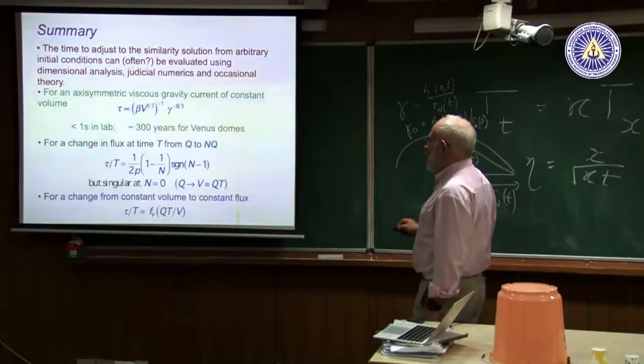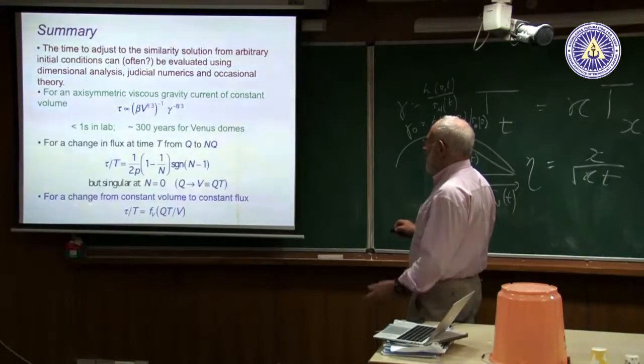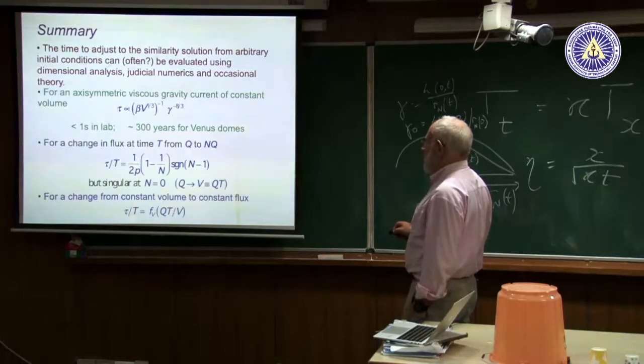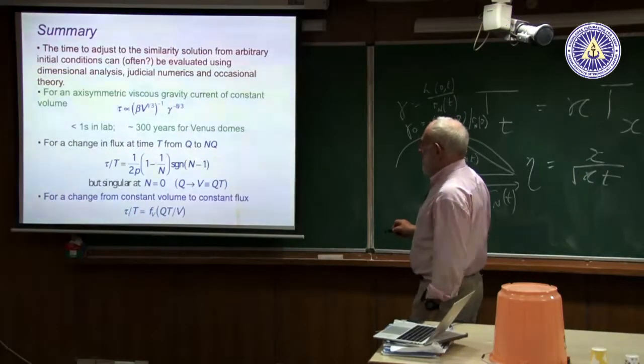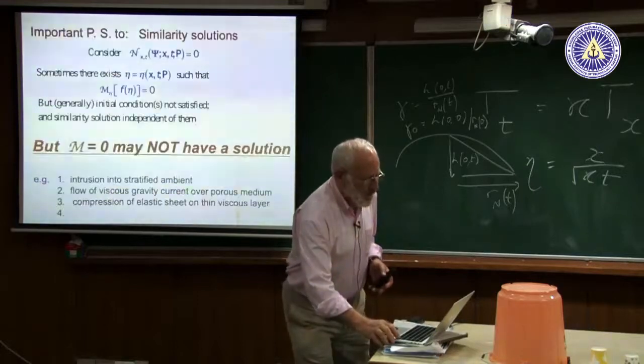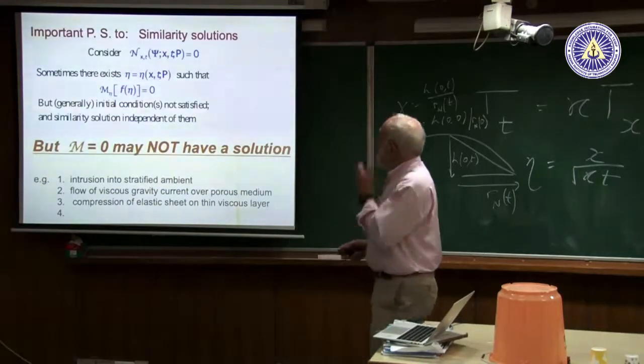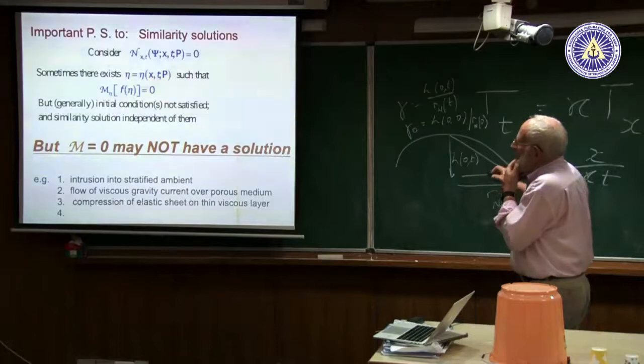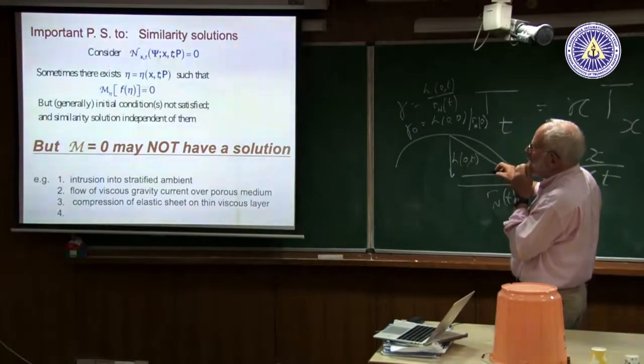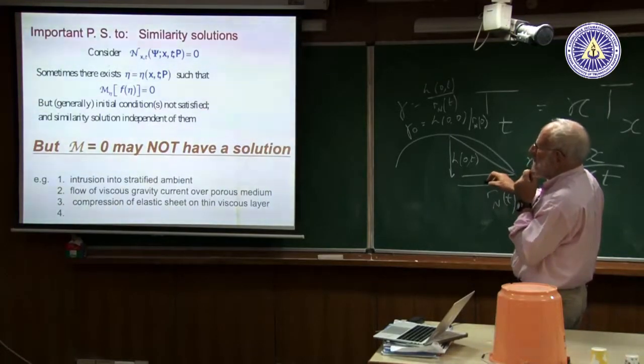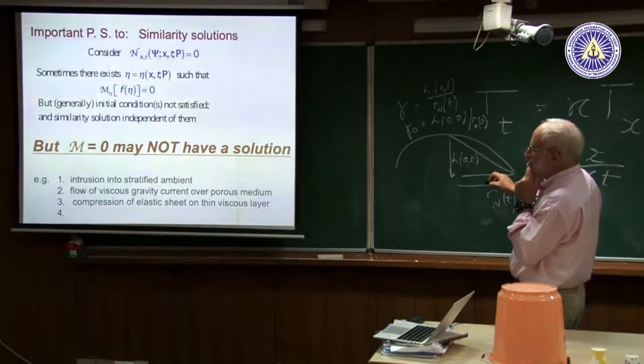And from a constant volume to a constant flux, well, that's a change. It looks something like that. That's another situation, and we can evaluate that. But what I would like to say, this I've already mentioned: sometimes you can go from here to here, and generally the initial conditions are not satisfied. But this equation may not have a solution.